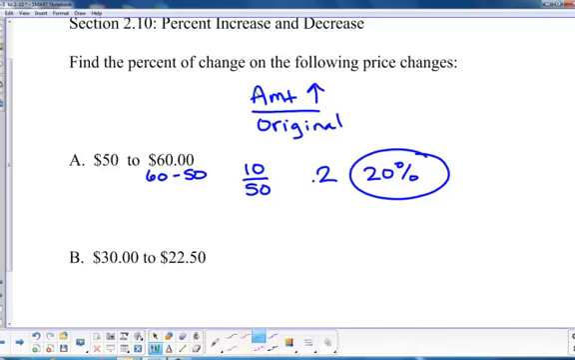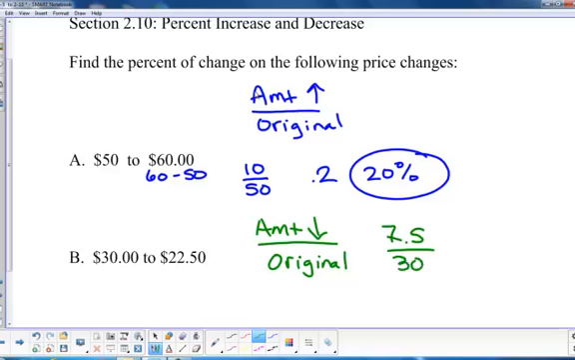The next one is a decrease, so it's the amount of decrease divided by the original. So we have 30 minus 22.5, which is $7.50, divided by the original amount, which is 30. And if you use your calculator, you get 0.25. So that's a 25% decrease. Should probably put decrease and increase so we're more specific.